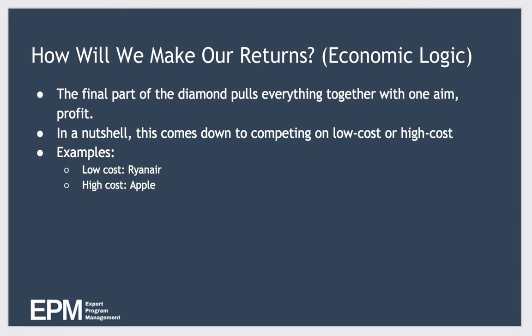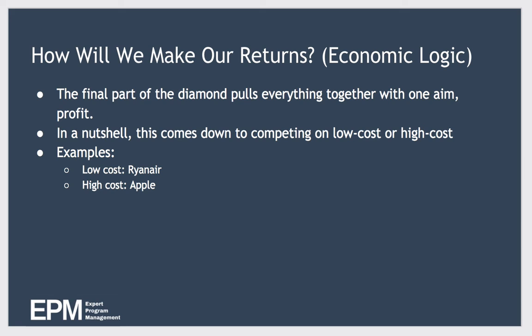So in terms of low cost, Ryanair can transport customers at a lower cost per mile than any other airline in Europe. And that's their low-cost economic logic. Apple, on the other hand, can charge very high prices because their customers are willing to pay more for their unique design. If you choose not to purchase an Apple product, you can't replicate that with some other product.